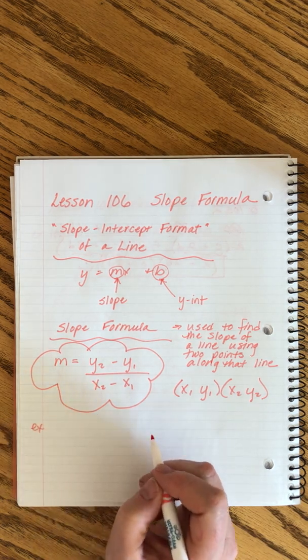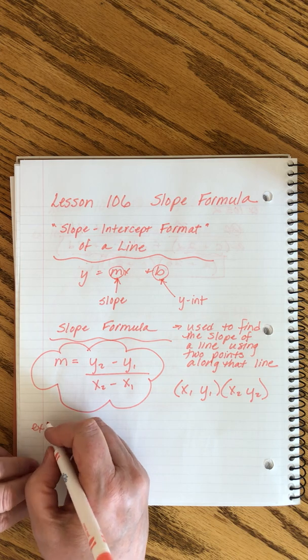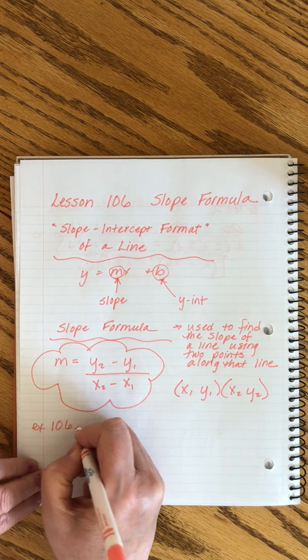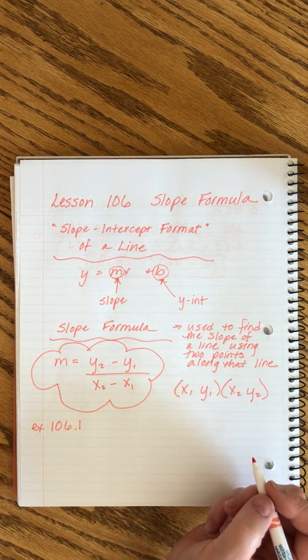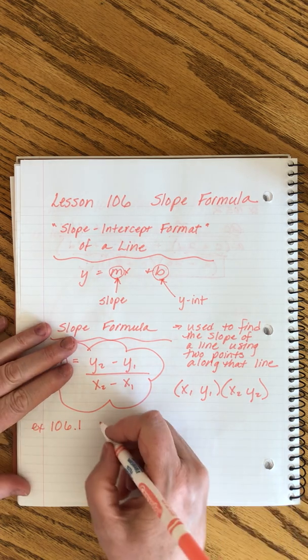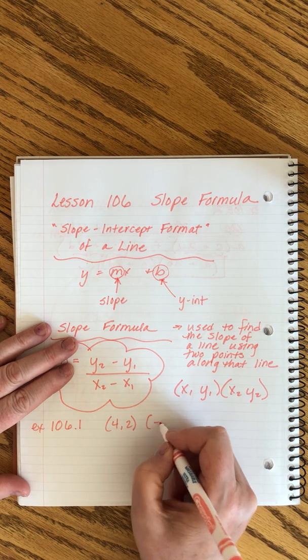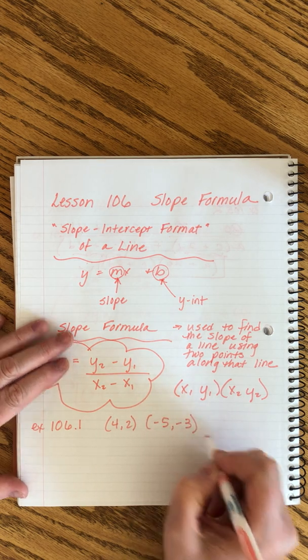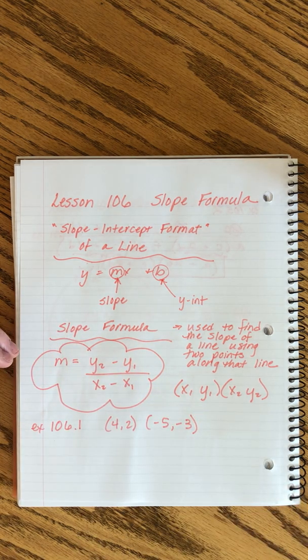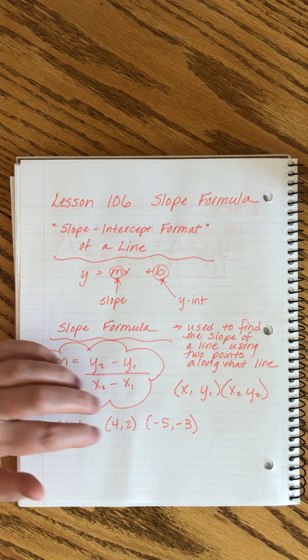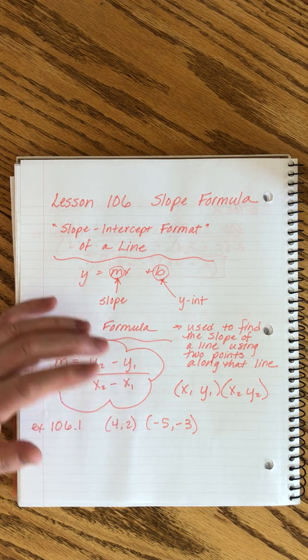Example. There are 3 examples in this lesson, just FYI. 106.1, it says, find the equation of the line that passes through the points (4, 2) and (-5, -3). Here's the beauty of this, you guys. We do not have to graph this sucker. We could draw out a graph and we could put those points on it.